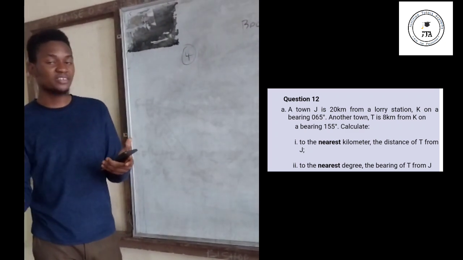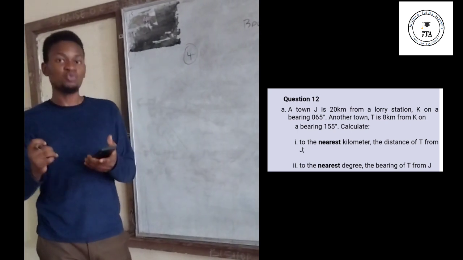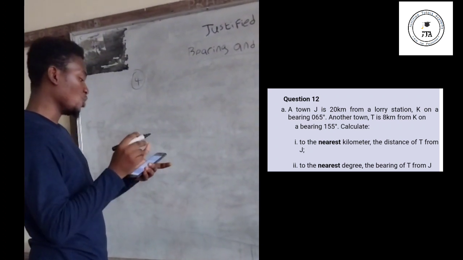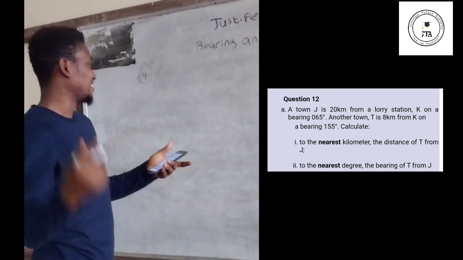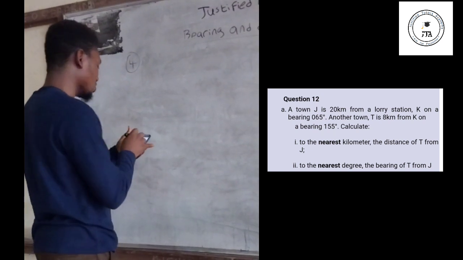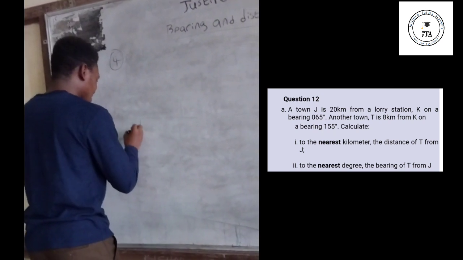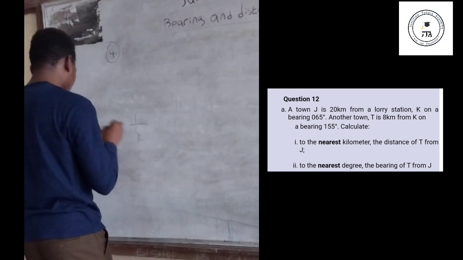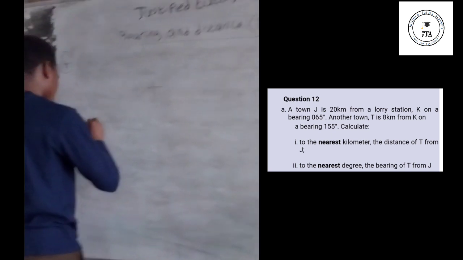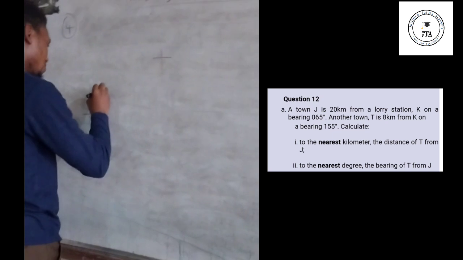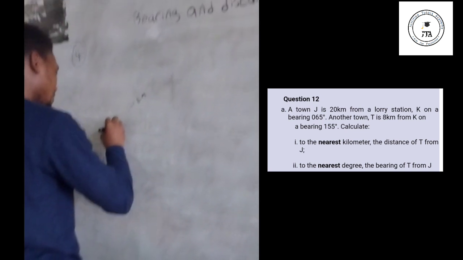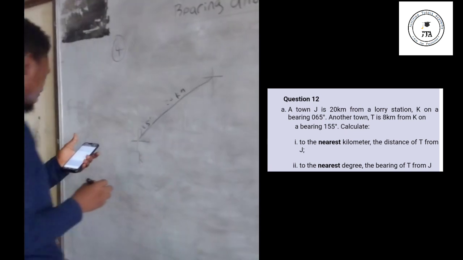Now, like I told you, always pay attention to each sentence. This is the first sentence: a town J is 20 kilometers from a lorry station K on a bearing of 65 degrees. That means the angle at K, 65 degrees, is to J, and the distance is 20 km.